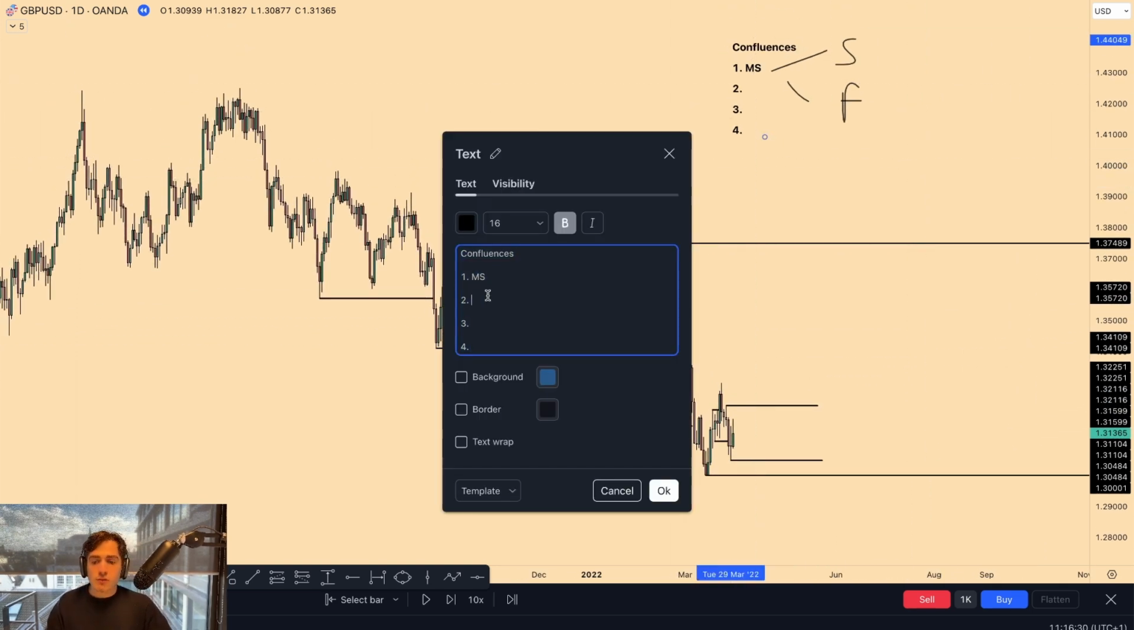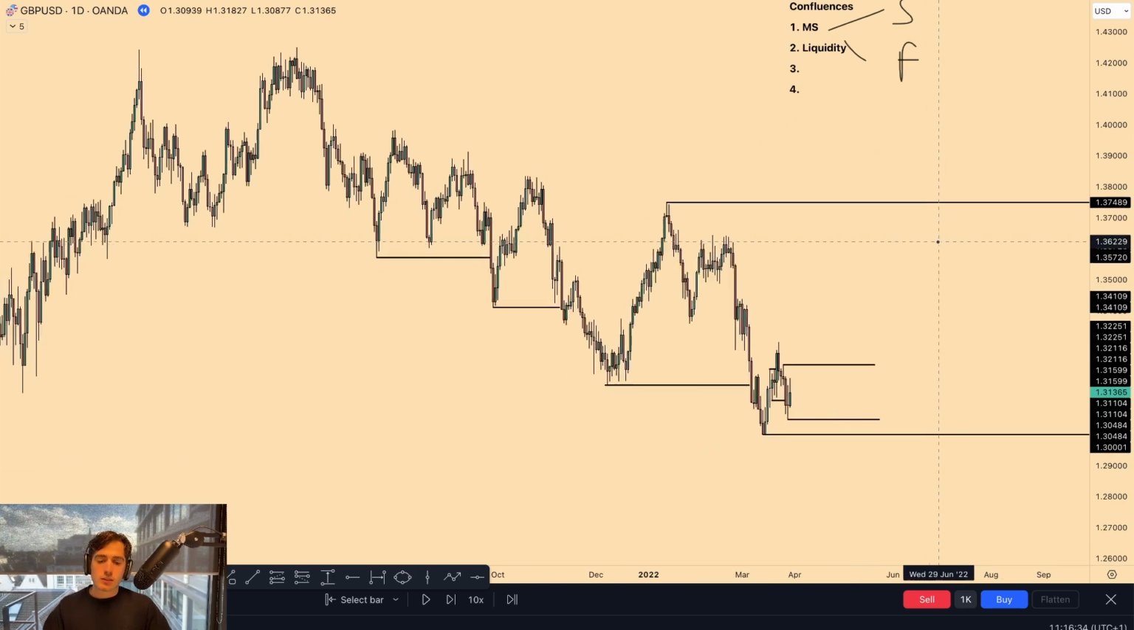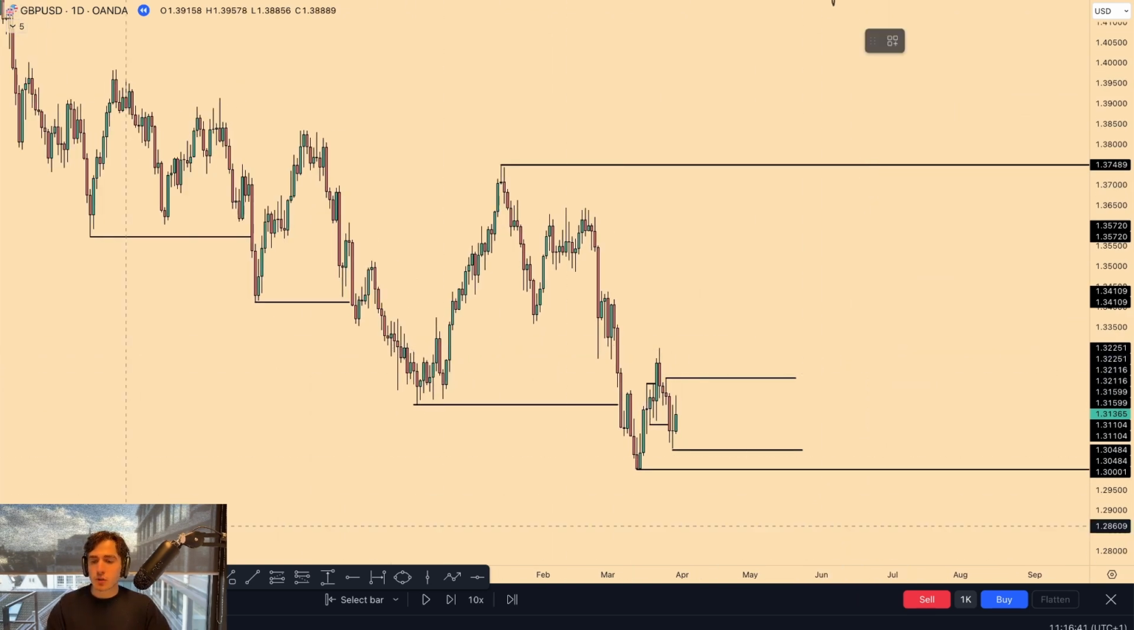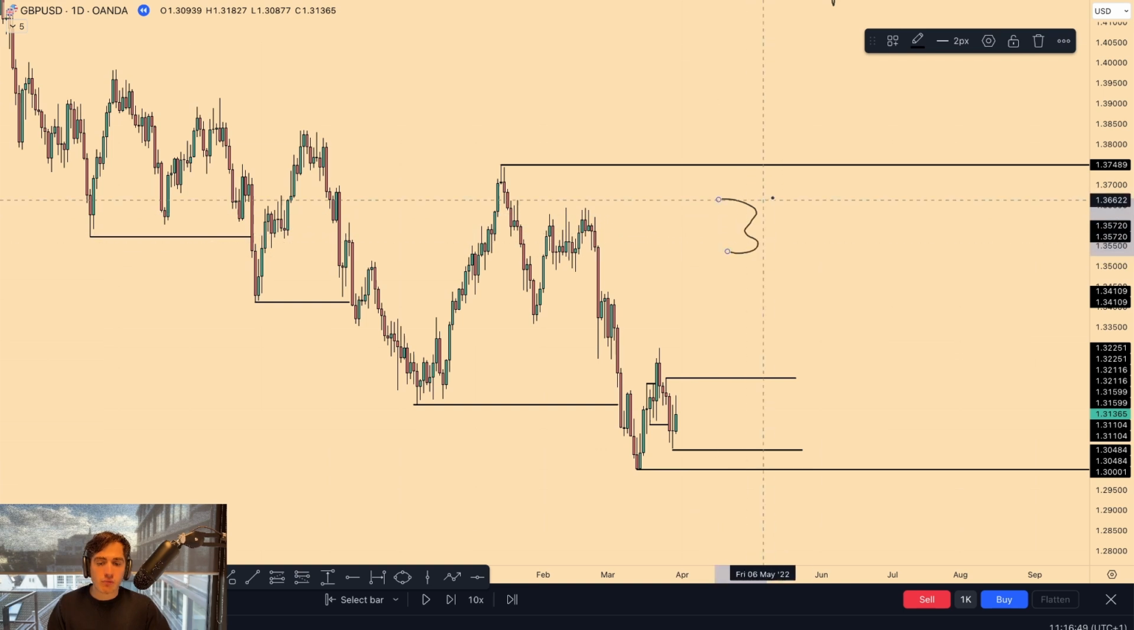Now, the second piece of confluence is going to be liquidity. So liquidity is very easy to explain. All you're simply going to be looking for is a liquidity high. When we identify liquidity, there are different forms of liquidity. I've talked about them many times in all of my videos, but what you need to understand is that we have 3 different forms, okay?